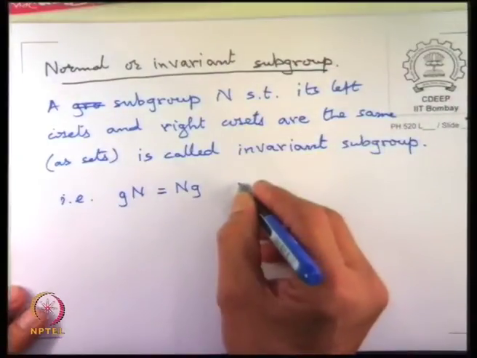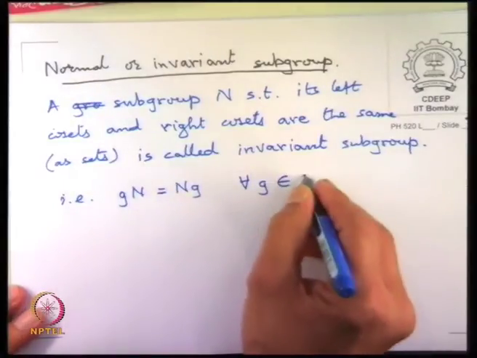So, a subgroup N such that its left cosets and right cosets are the same is called a normal or invariant subgroup. I think we will use invariant subgroup. It is quick to remember what it means. So, i.e. we can say gN equals Ng for all g belonging to G.